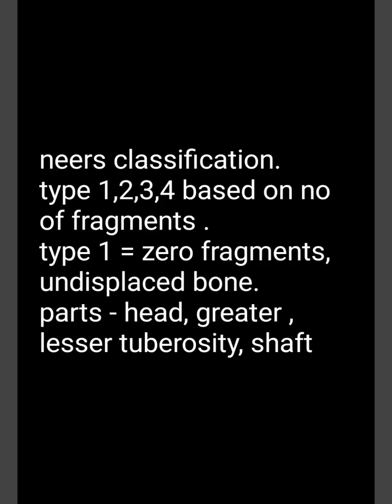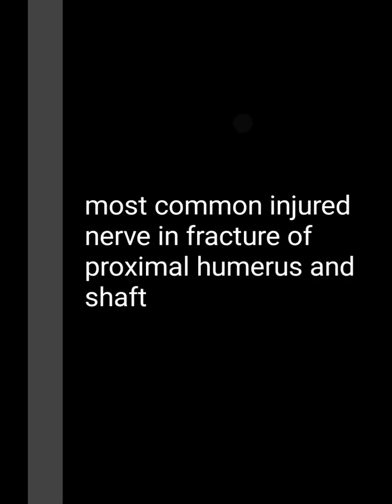Classification for fracture of proximal humerus is called Neer's classification, type 1, 2, 3, 4 based on number of fragments. Type 1 equals 0 fragments, undisplaced bone. Parts: head, greater tuberosity, lesser tuberosity, shaft.